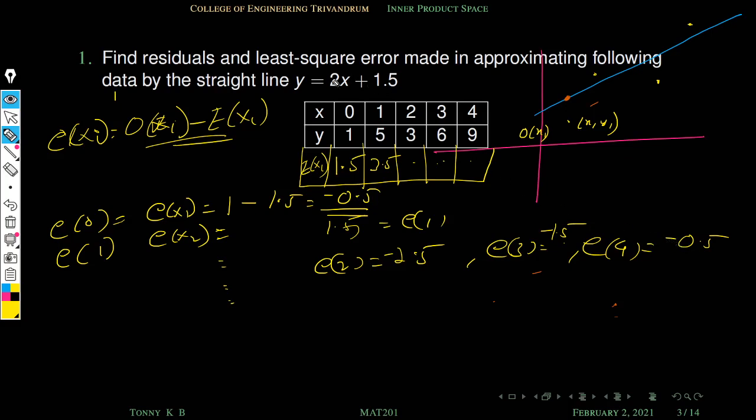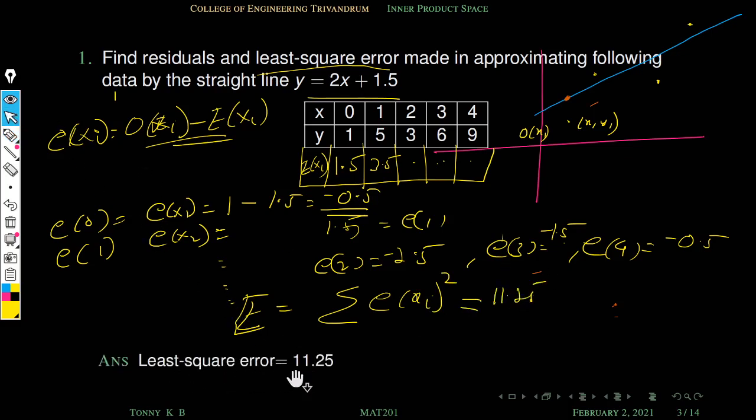Okay, then you can find the least square error corresponding to this relation. Now we assume that the underlying relation is y equal to 2x plus 1.5. If this is the underlying relation, then what is the least square error corresponding to this observation? Sigma E of xi square. എത്ര കിട്ടി? കാൽക്കുലേറ്റർ കുത്തി നോക്കിയേ. 11.25. Yes, the least square error is 11.25.